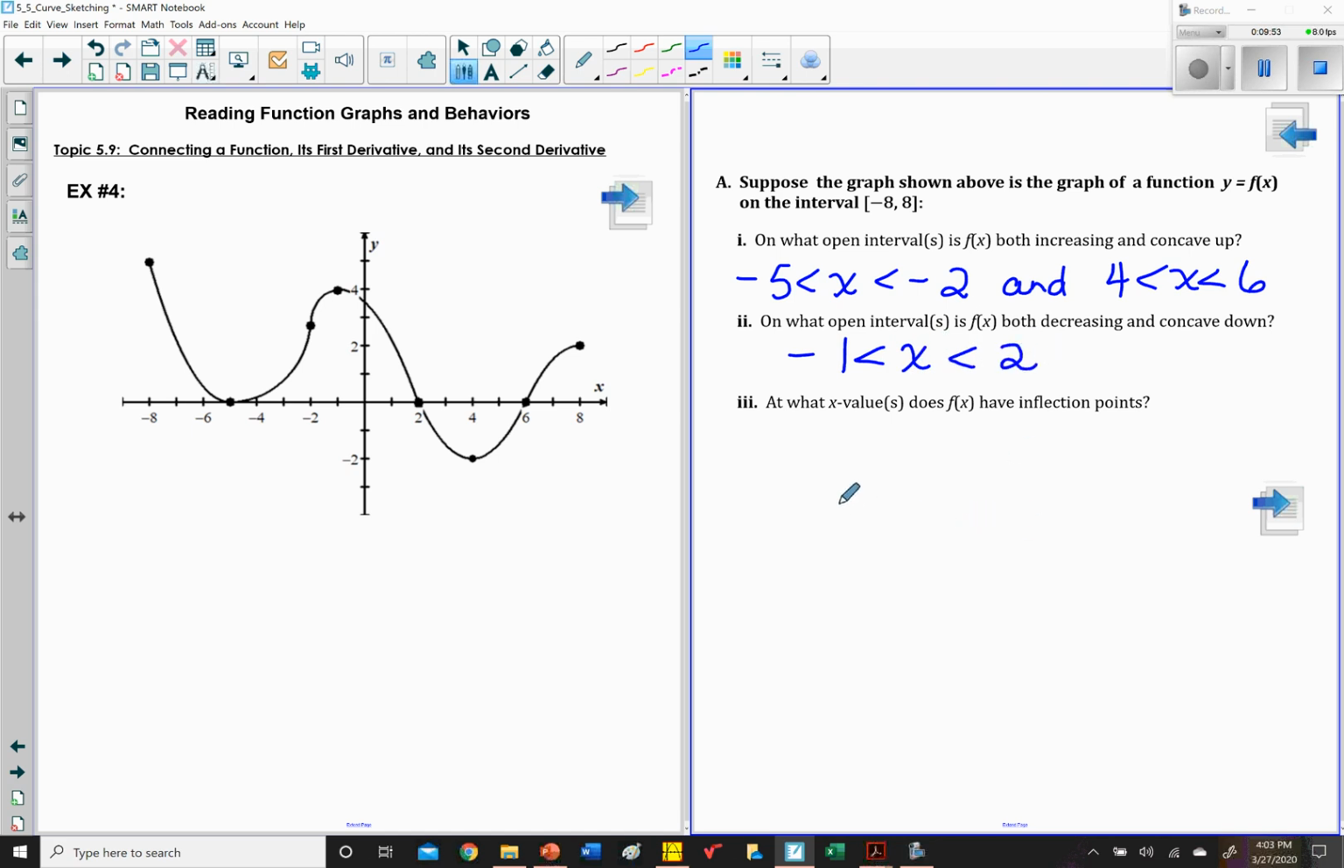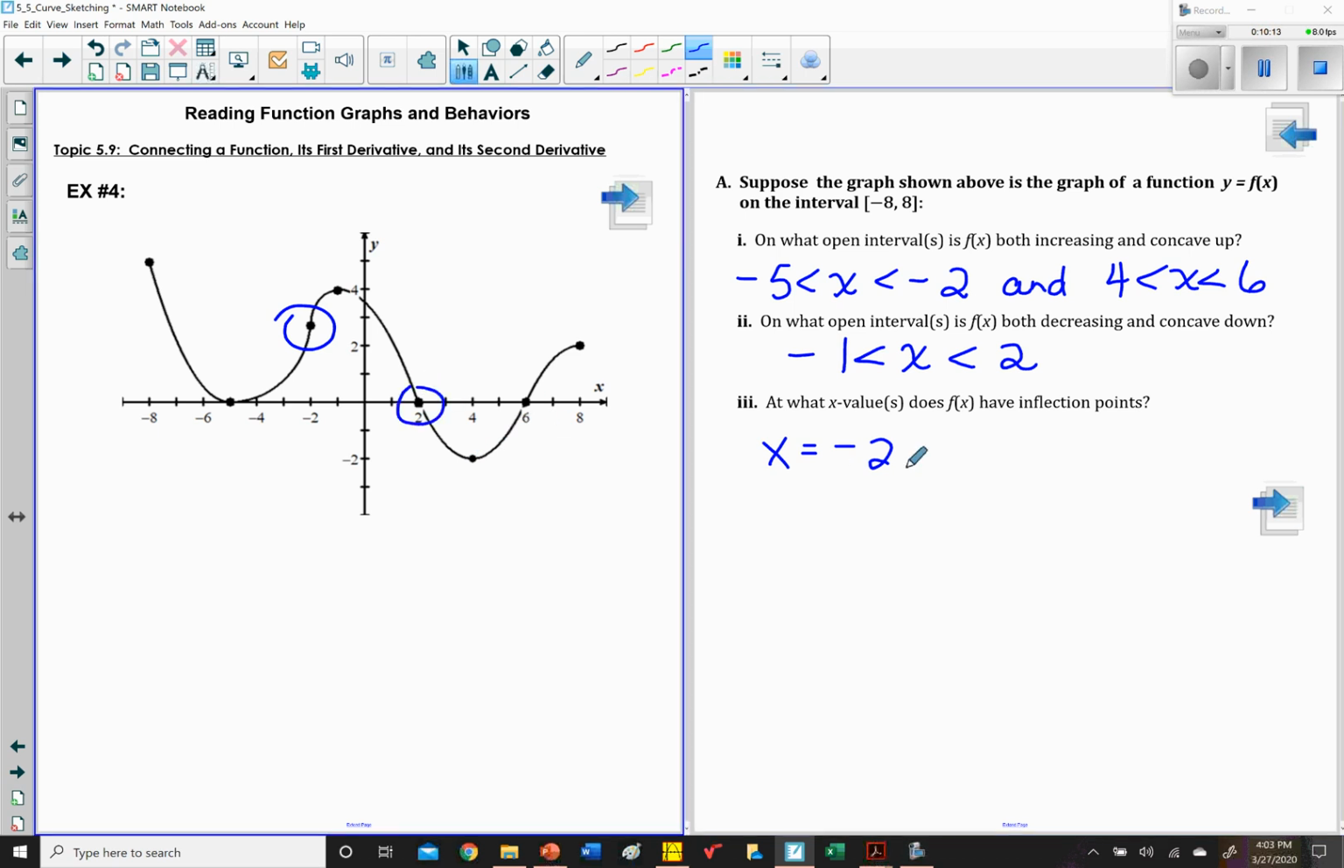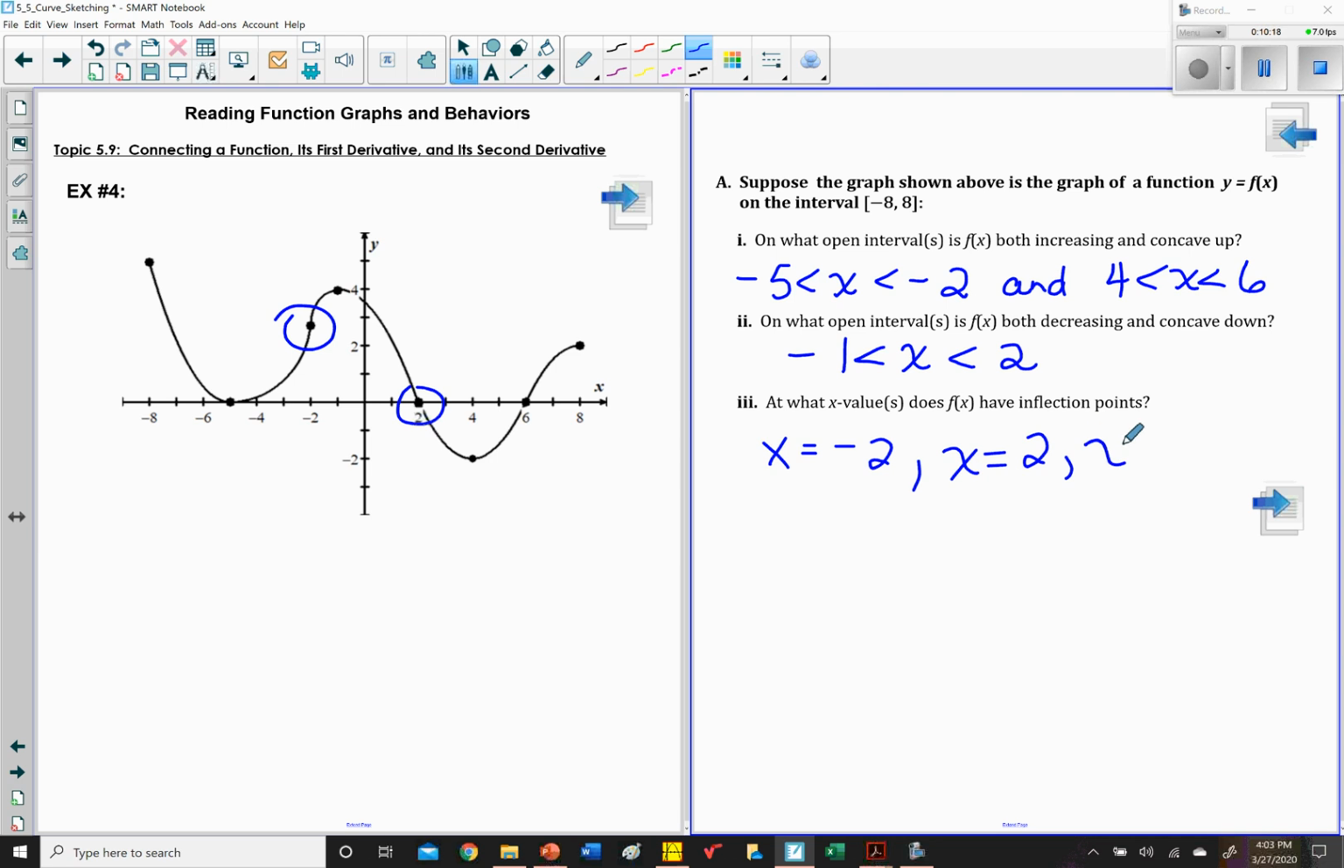Where would the function graph have inflection points? Well, inflection points are where concavity changes. We're concave up, and then we're concave down. So -2 is a point of inflection. Concave down to concave up, so right here at +2, and then it looks like 6 would be the next point of inflection.